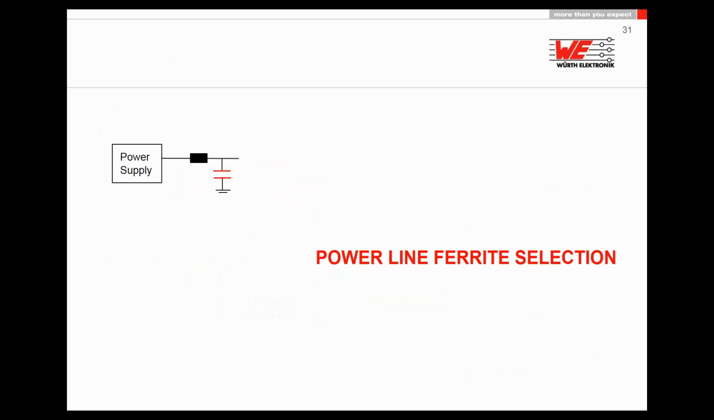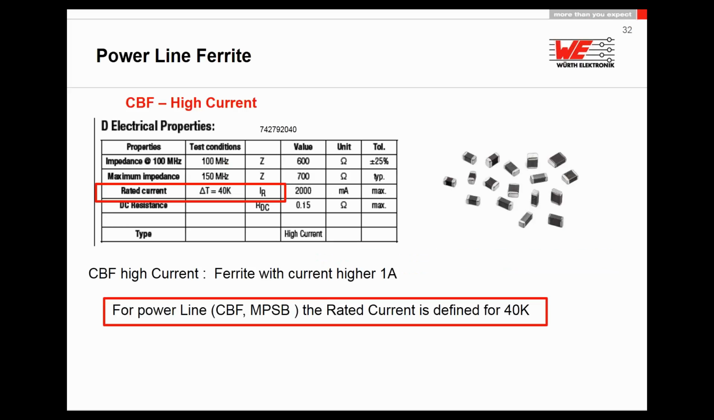Well, for power line selection, it is important that you select the right ferrite bead in accordance with the current which will go to this VCC. For a power line, all the ferrite beads which have a current possibility to carry more like 1 amp, we define them with a delta T of 40 Kelvin. So not 20 Kelvin, 40 Kelvin.